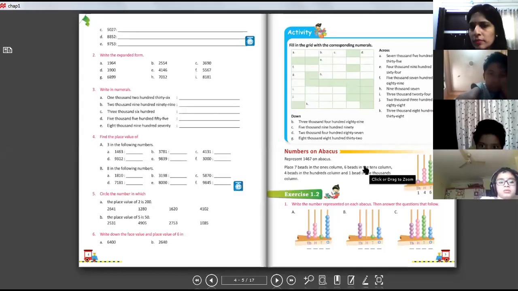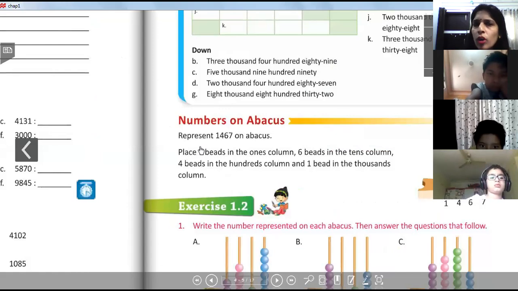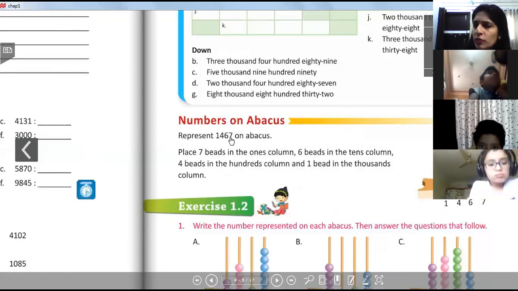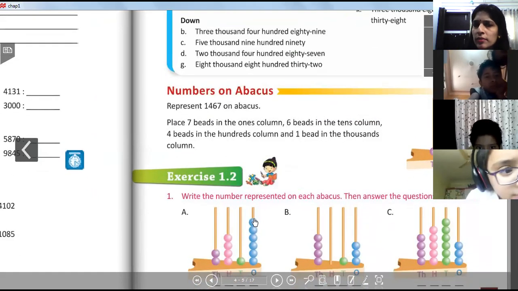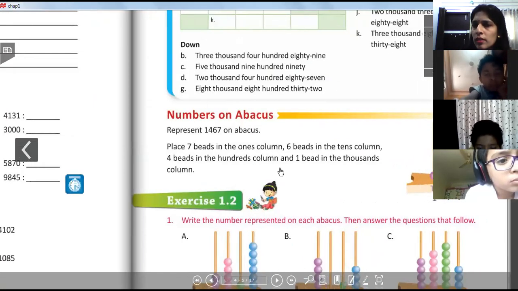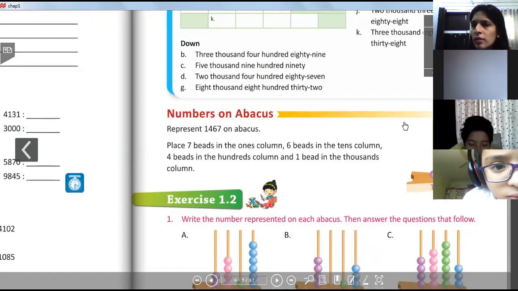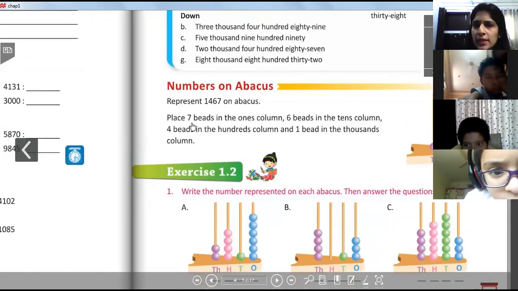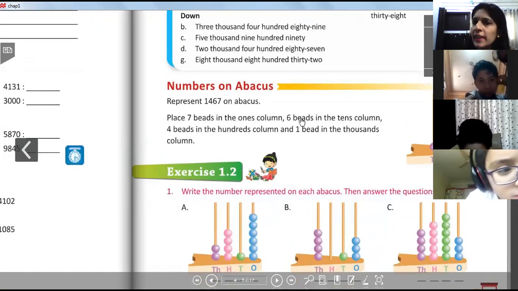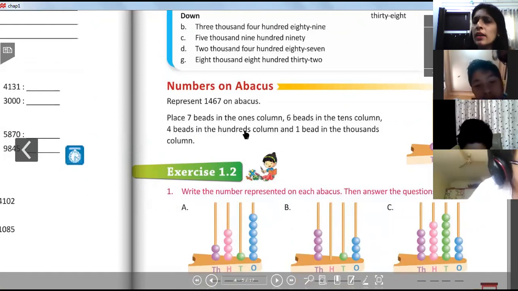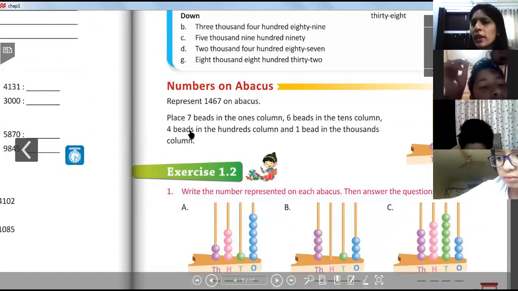Then we have how to represent a number on the abacus. Suppose I have the number 1467, which we read as 1467. So how am I going to represent it on the abacus? I'm going to place 7 beads at the ones place, 6 beads at the tens place, 4 beads in the hundreds column, and 1 bead in the thousands column.